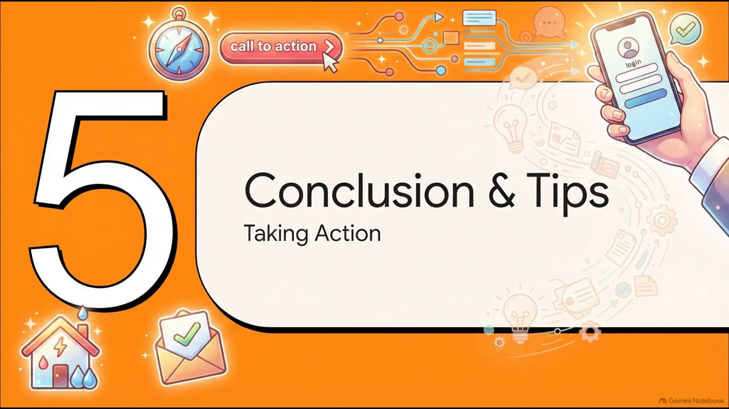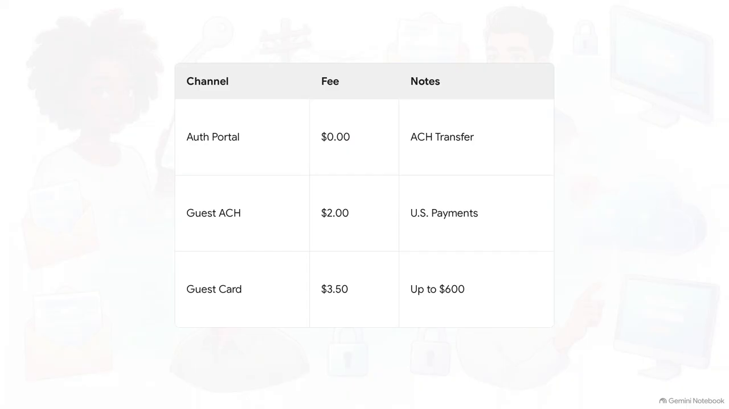All right, getting into Section 5, Conclusion and Final Tips. Taking action. So, you've successfully retrieved your 10-digit number. Awesome. But be highly mindful of how you actually use it to pay your bill because it affects your wallet. Logging into the authenticated portal literally saves you cash. If you pay via checking or savings inside your logged-in portal, the processing fee is absolutely $0.